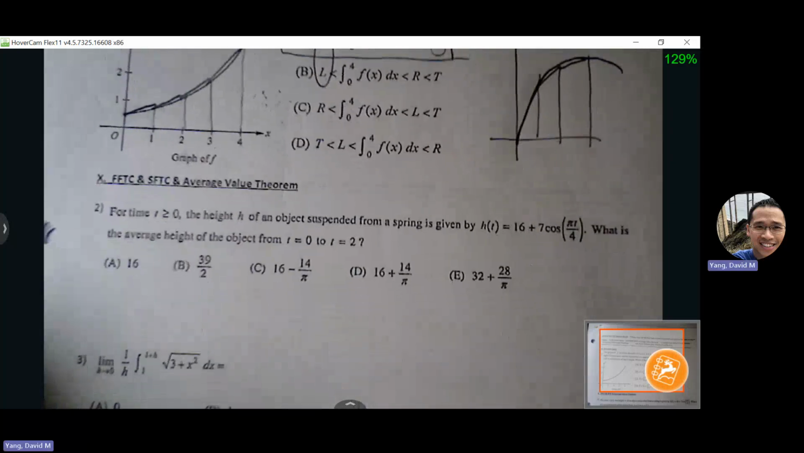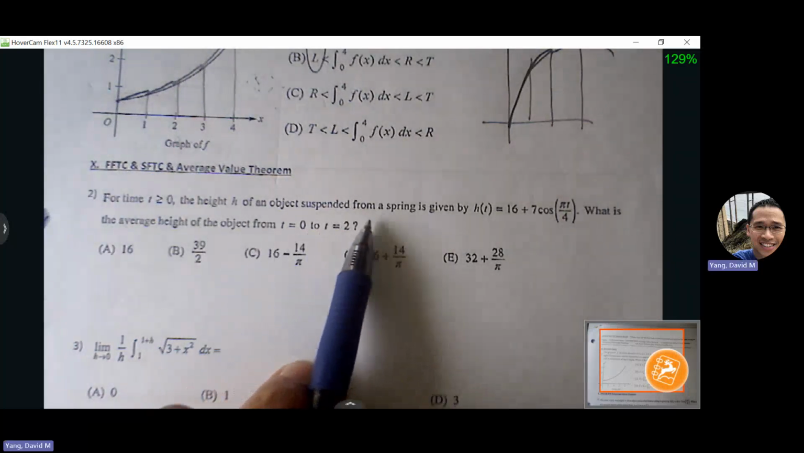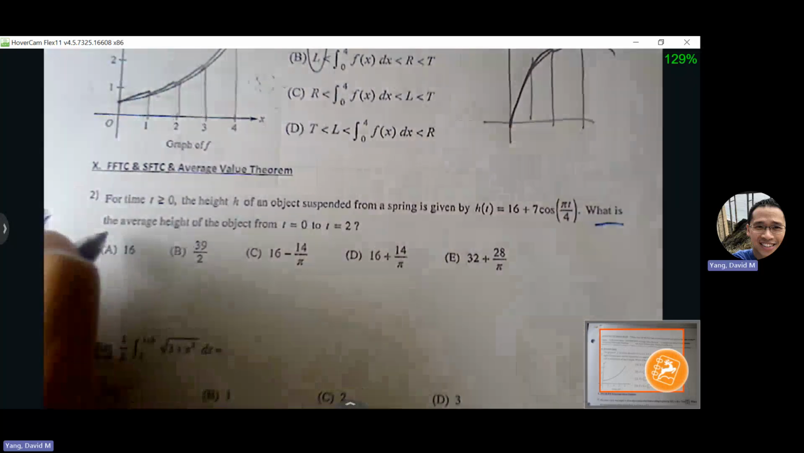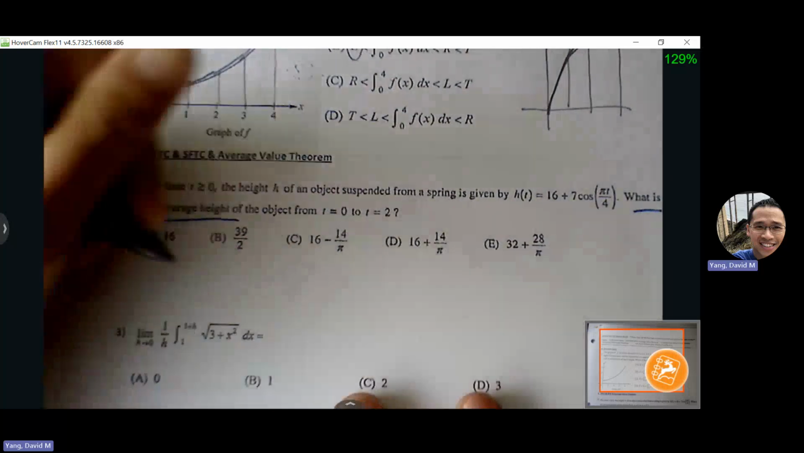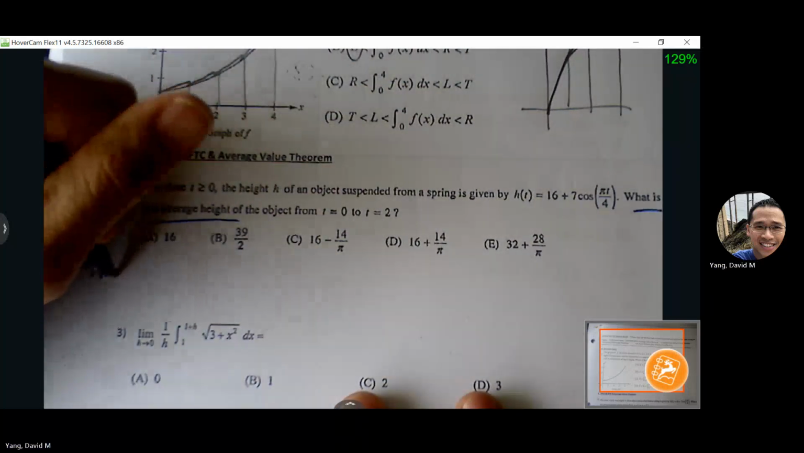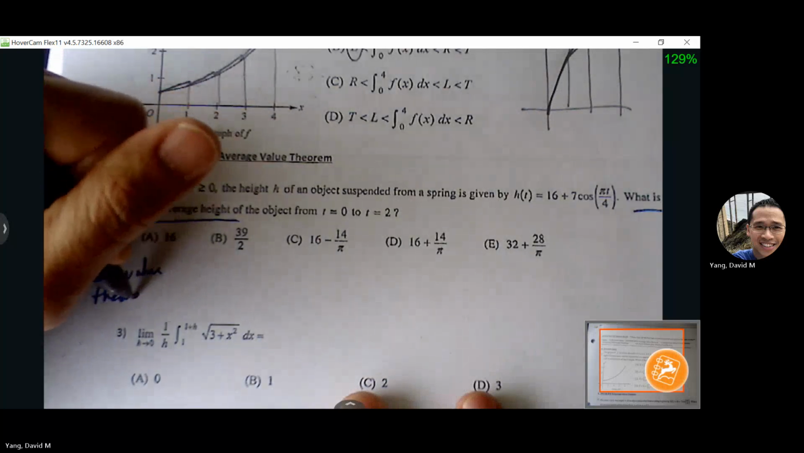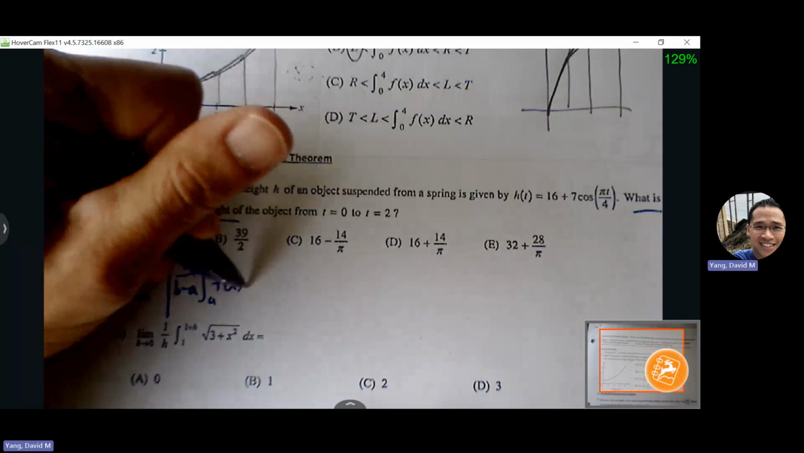Okay, number 2. For time greater than 0, the height of a mass suspended from a spring is given by h of t. What is the average height? So we want to find the average value. So average value theorem, let's review what that is. It is 1 over b minus a, integral from a to b of f of x. This is what the rule tells us.